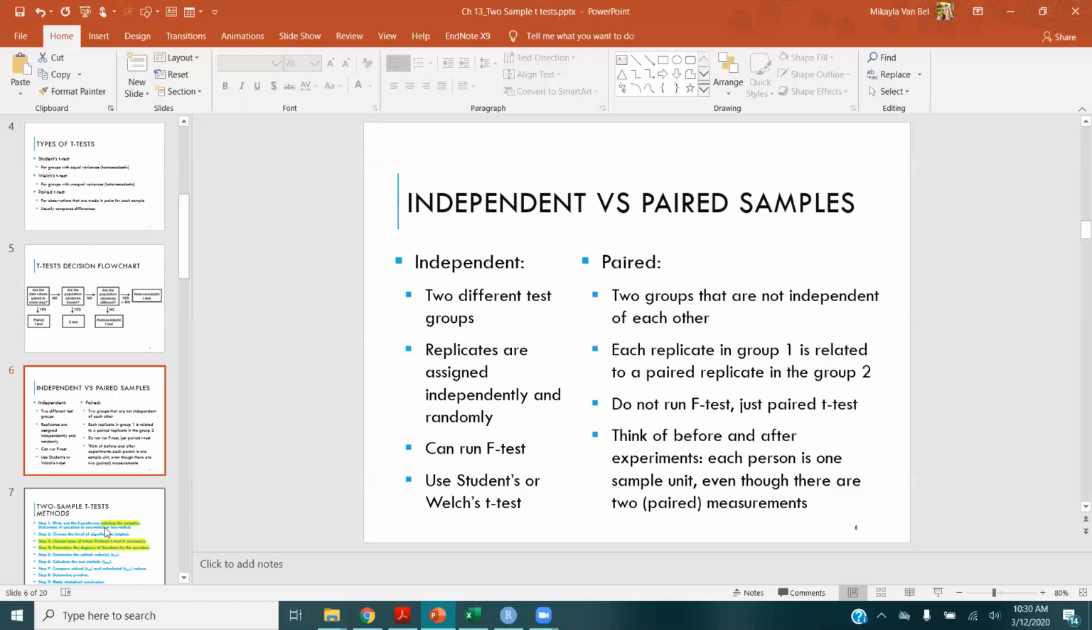In a paired t-test, the two groups are not independent from each other. Each replicate in the first group is related to a paired replicate in the second group. In paired t-tests, we do not run an f-test. A good example of this is before and after experiments. There is one person who is recorded on some measure before, and that same person is recorded after whatever treatment or experiment is done.